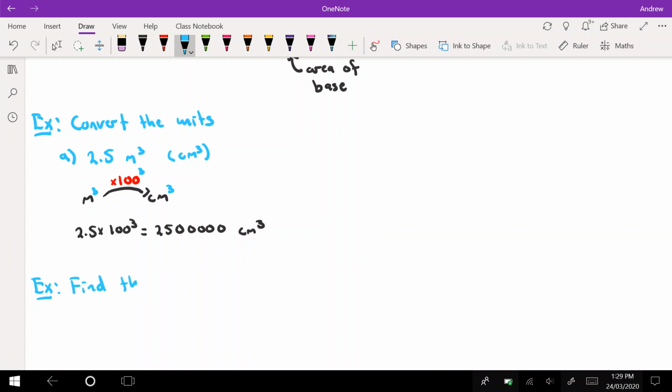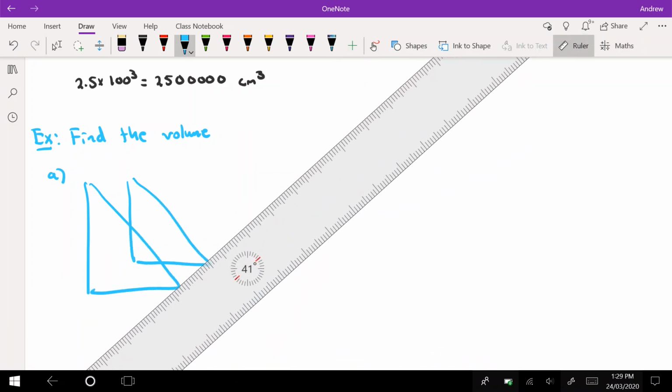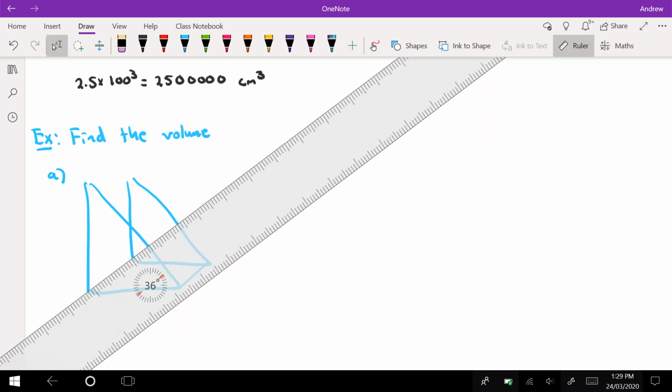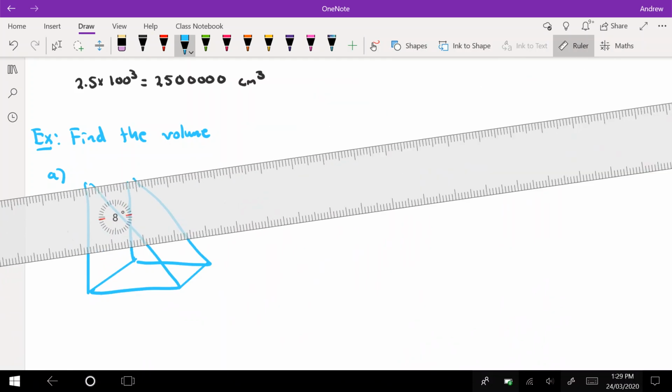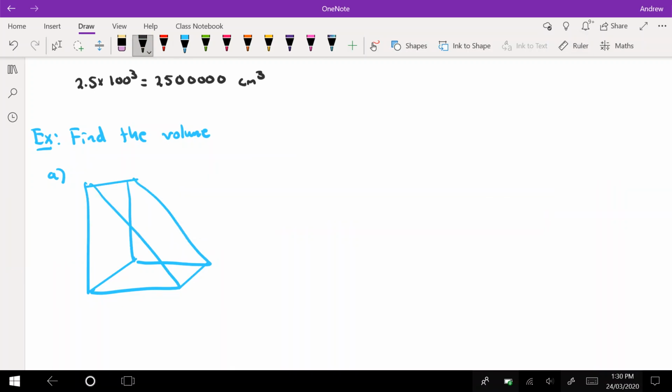Find the volume. So first one we're going to have... oh, look at that. Perfect. Okay, this got bad fast. Okay, so that's 3 meters. That's 4 meters. And that's 9 meters.